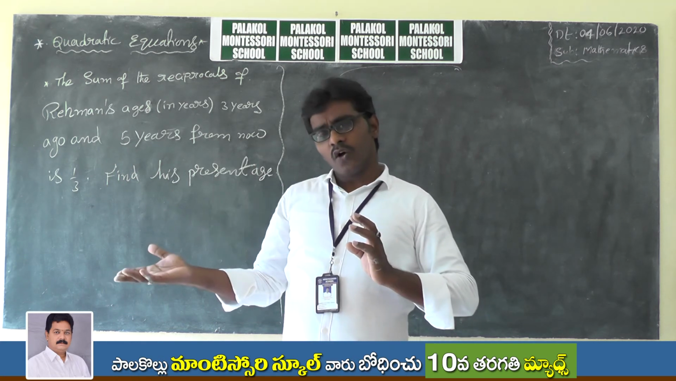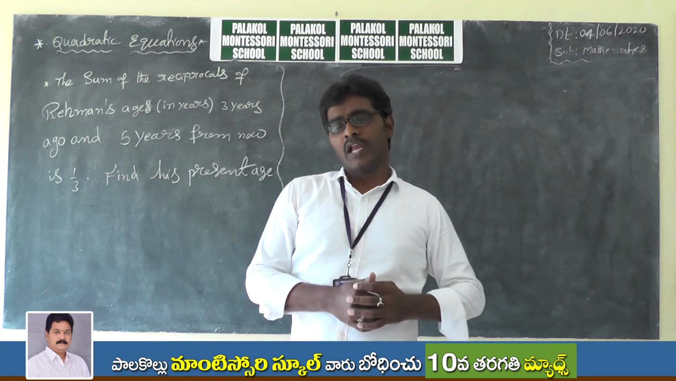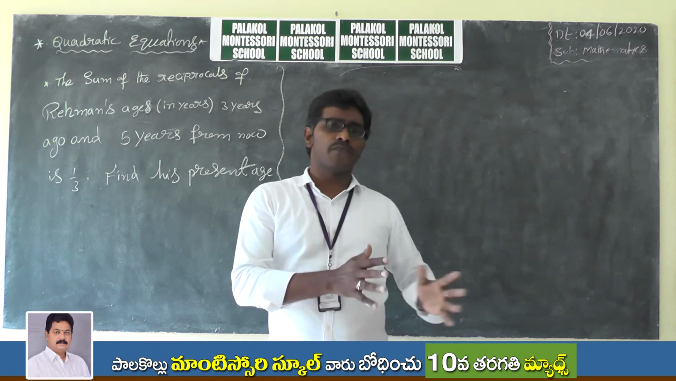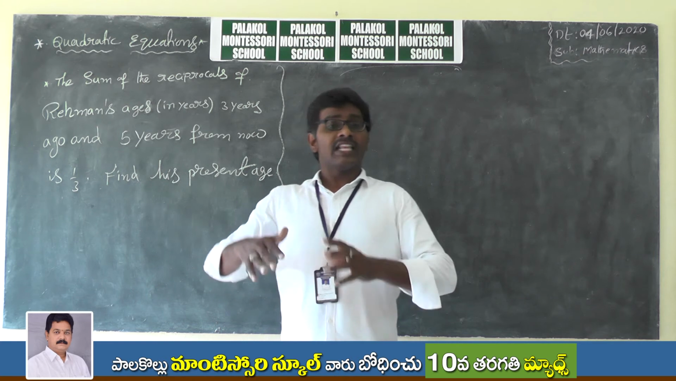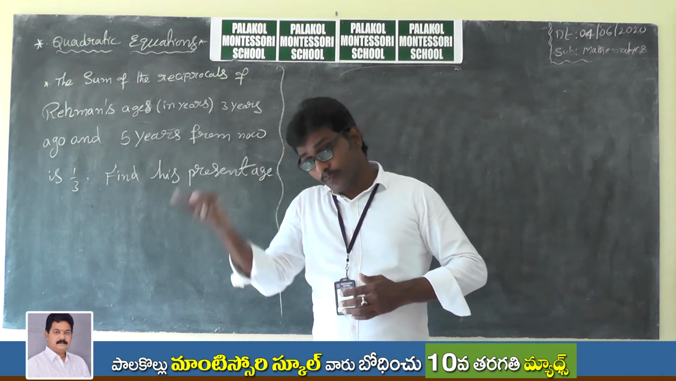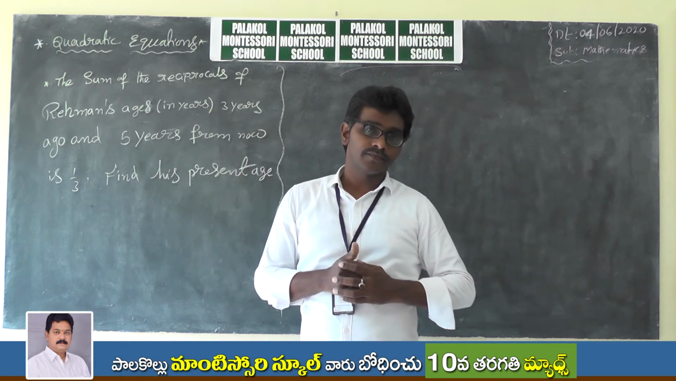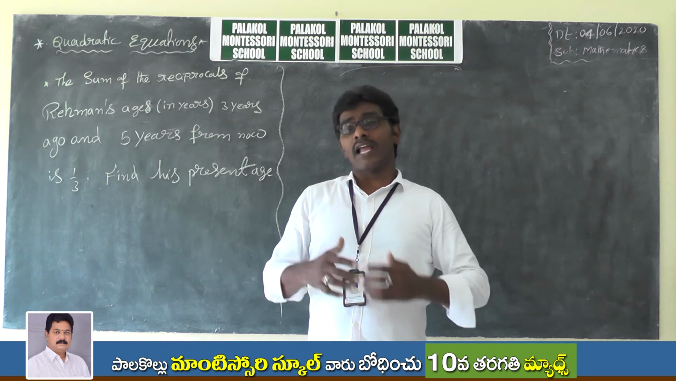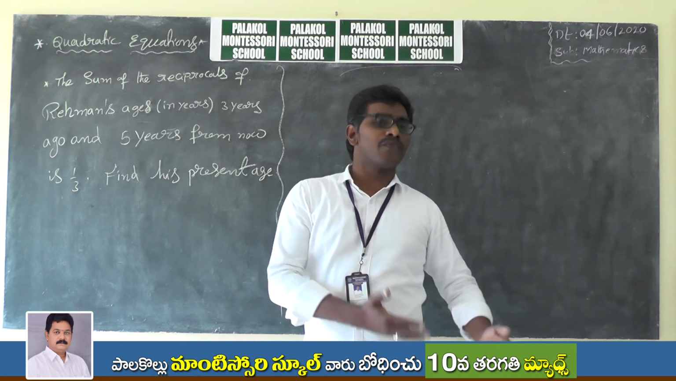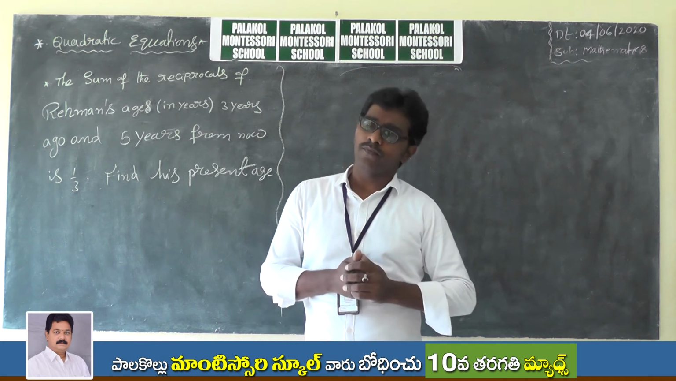So 3 years ago, that age decreases: x minus 3. 5 years later, that age increases: x plus 5. So 3 years ago, Rahman's age is x minus 3. What is the reciprocal? That's 1 by x minus 3. 5 years later, Rahman's age increases, so x plus 5. Its reciprocal is 1 by x plus 5.